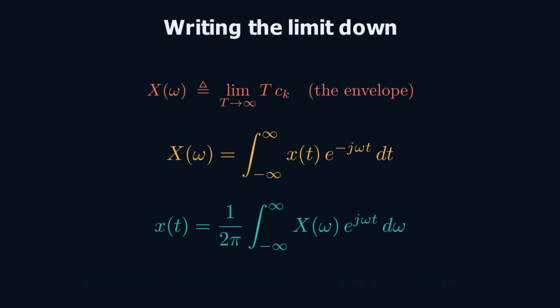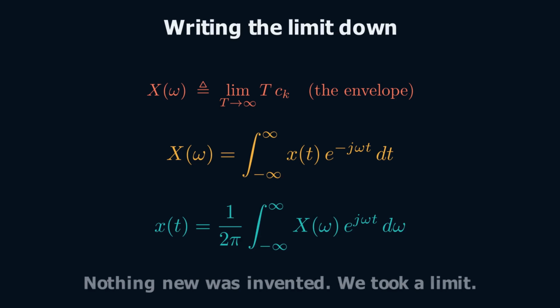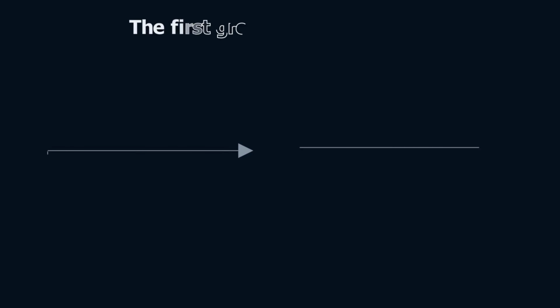Read that again, because most courses hand these two equations down like commandments. Nothing new was invented here. We took the Fourier series, and we took a limit. That's the entire origin story. Run the new machine on the pulse that started the episode.